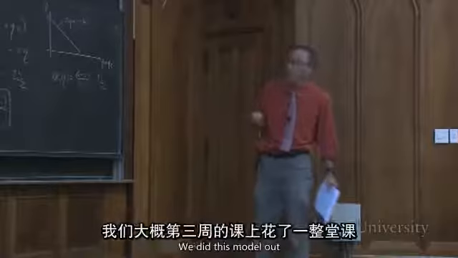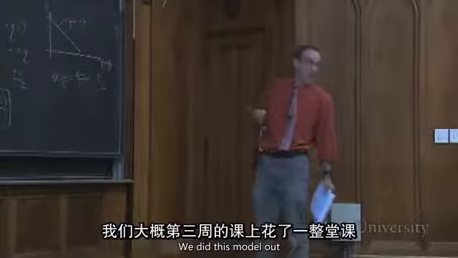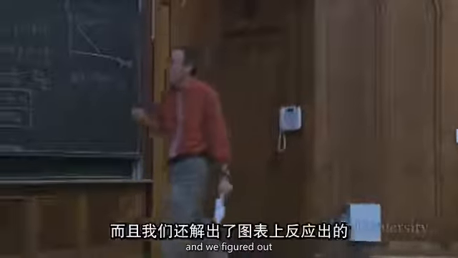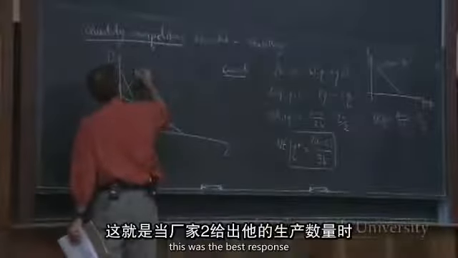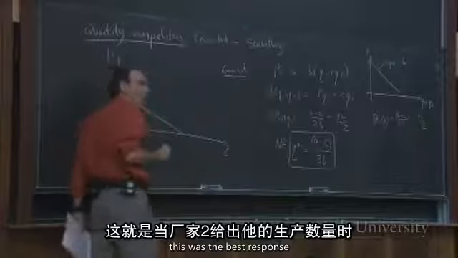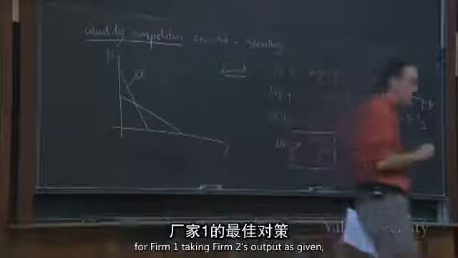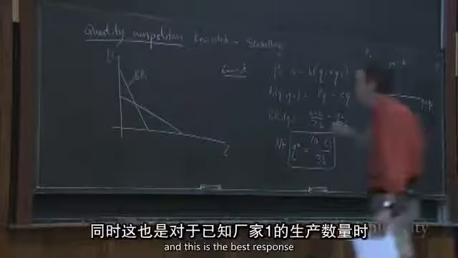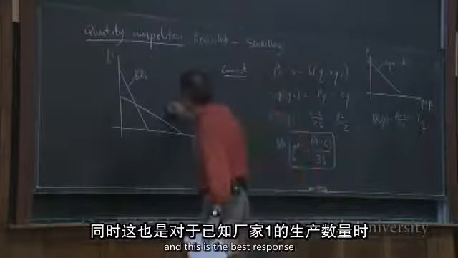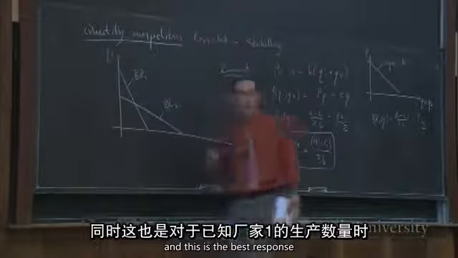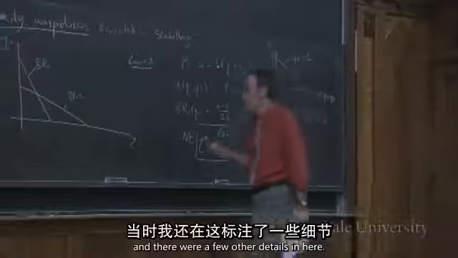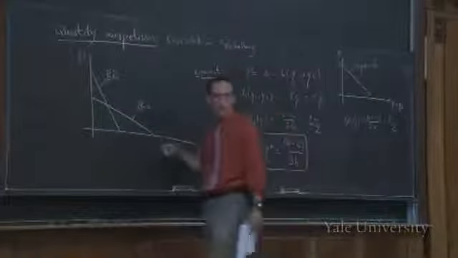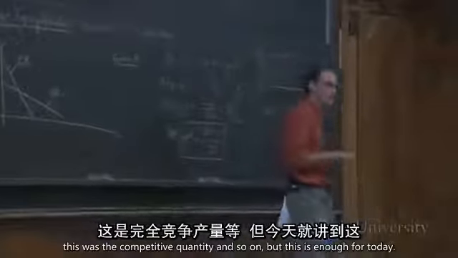And we did this model out in full in maybe the third week of class, and we figured out what the best response diagram looked like. And if you remember correctly, this was the best response for firm 1, taking firm 2's output as given, and this is the best response for firm 2, taking firm 1's output as given. And there were a few other details in here. This was the monopoly quantity, this was the competitive quantity, and so on. But this is enough for today.